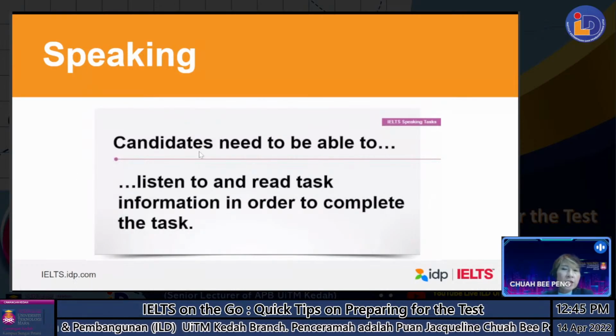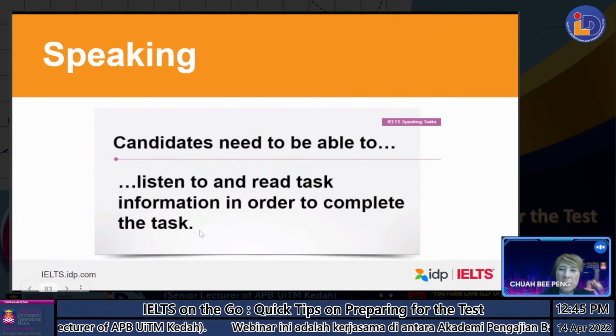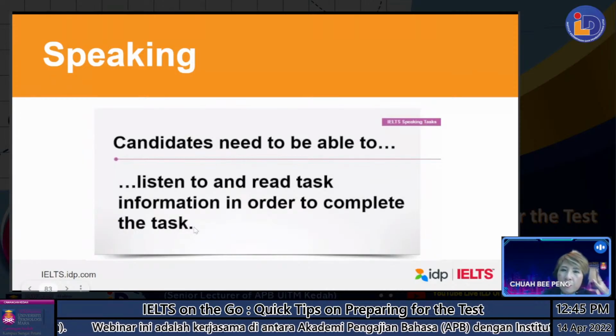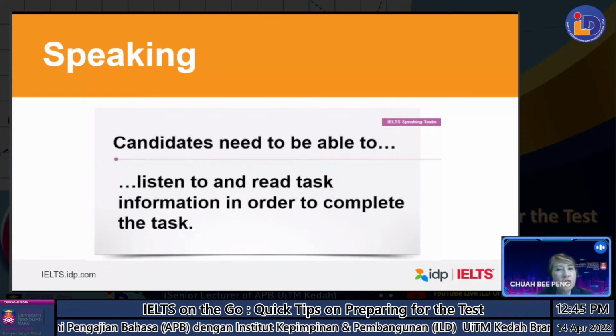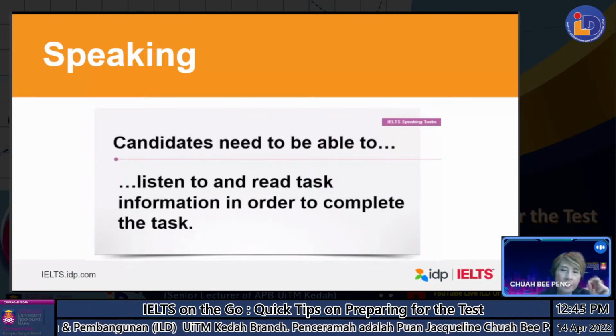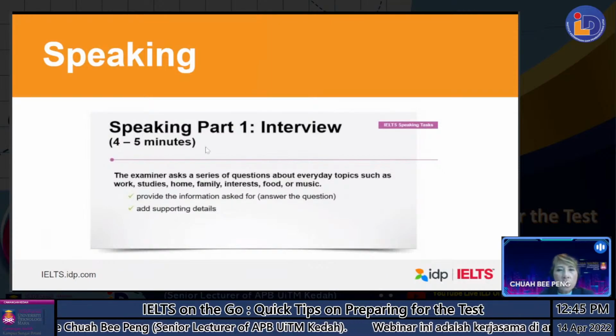Yep. So in speaking, you need to be able to listen to and read task information in order to complete the task. So when the examiner says something or reads out the question, listen carefully. Don't keep on asking, can you repeat? Can you repeat? Because time is ticking. If you keep asking, you might not be able to finish all 3 parts within the time given. And the examiner will only repeat it twice. The third time, the examiner will skip to the next question because there is no time to lose. Understand?